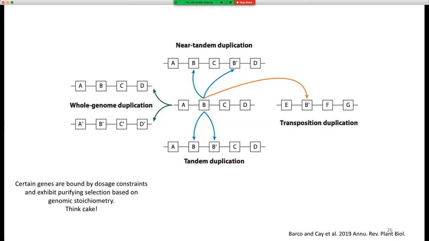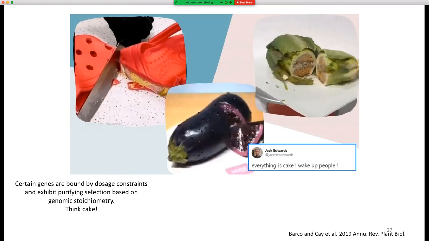I'm sorry if I just shaded you because you like salty cake, but it's important, you know, and everything is cake. So I'm sorry if I triggered you here with the "everything is cake" meme, but in this case, genomes, or at least your genes, can also be cake, or at least thought of that way.